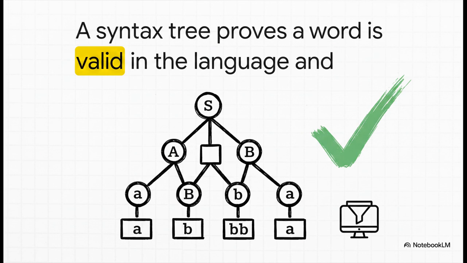And this is exactly what a compiler does with the code you write. It builds this tree to understand the structure of your program, catch silly errors like a missing parenthesis, and even figure out how to optimize the final program.